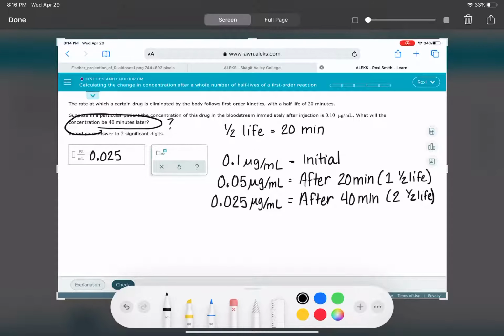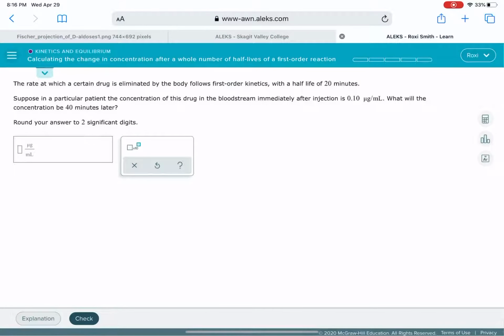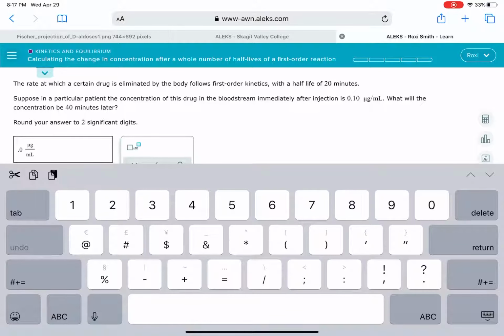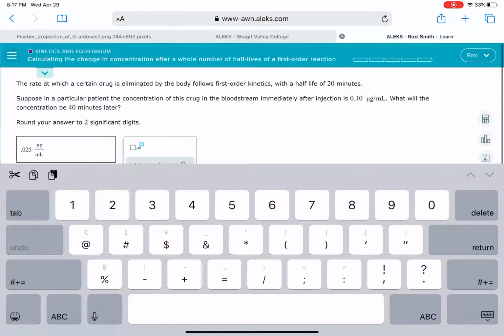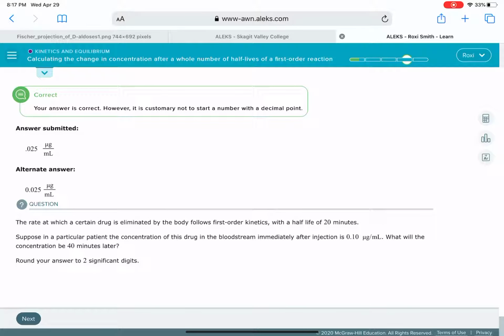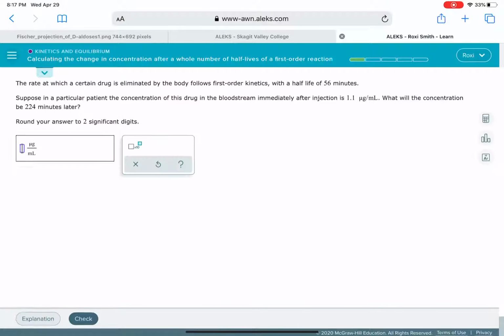So let's try another one, because some people get this concept really fast and other people don't. I like to not enter a 0 in front of my decimal place just to annoy ALEKS. So here we go for another one.